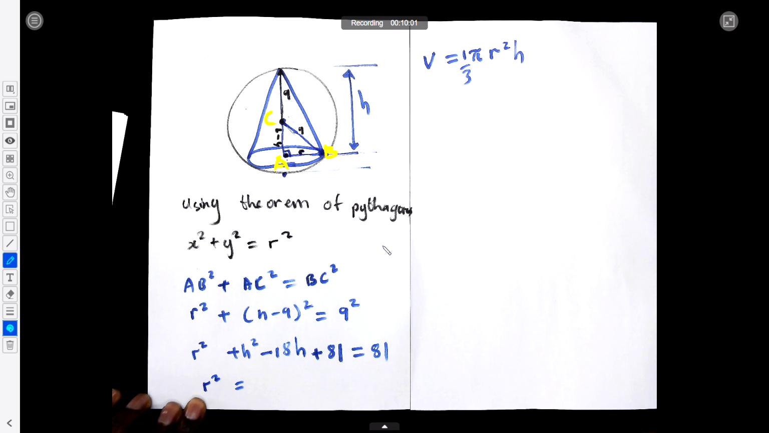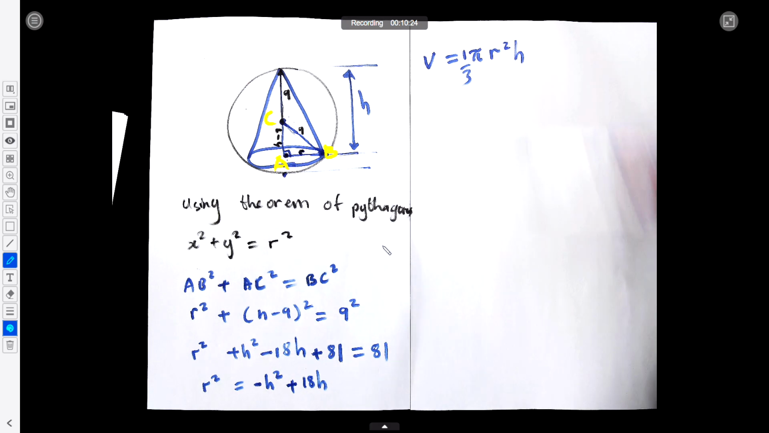let us work in terms of r. When we take 18 to the other side, it's going to be 0. Then when we take h squared to the other side, it will be negative h squared. And the negative 18 becomes plus 18h. So at least it's in terms of h.